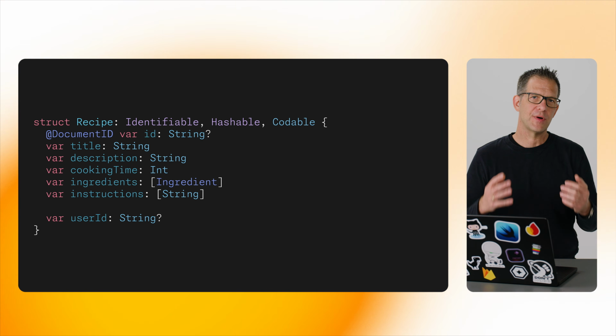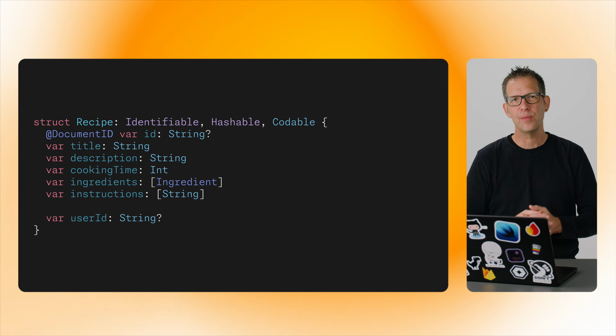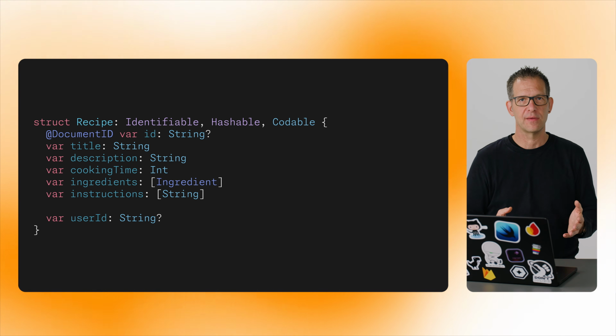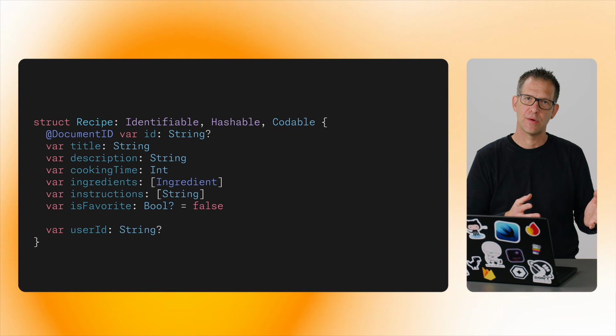Let's take a look at modifying existing documents. Users of your app might want to keep track of which recipes they really liked. So we need some way to track the user's favorite recipes. Let's first add a new field to the recipe type in our Swift codebase.